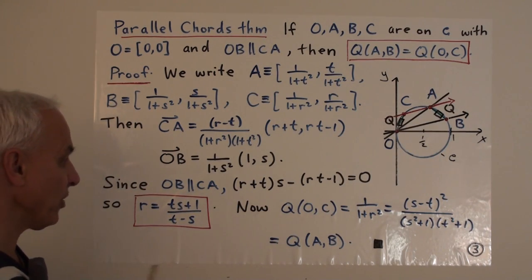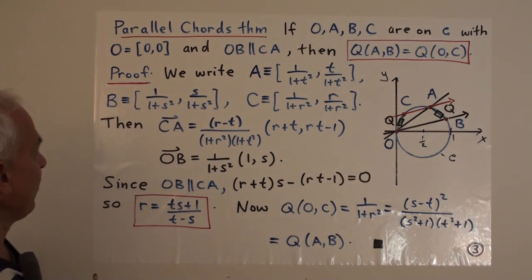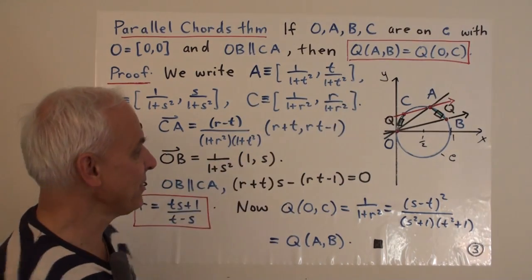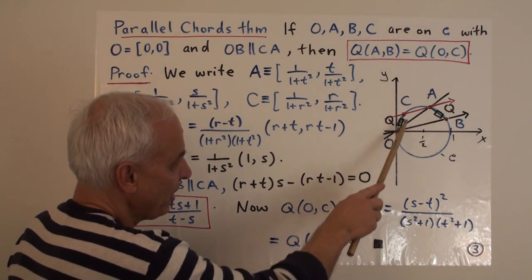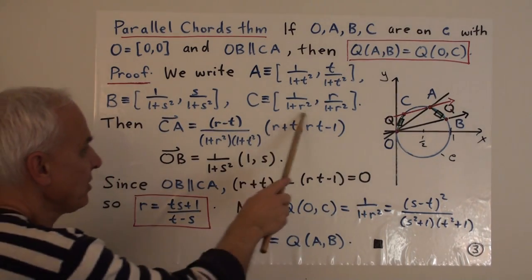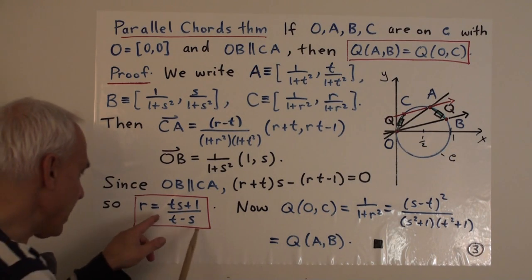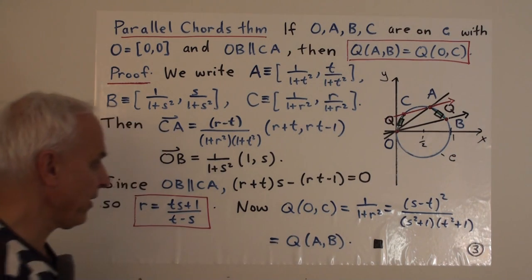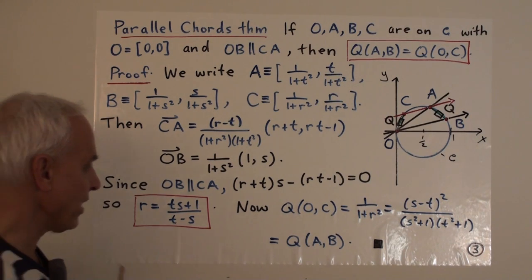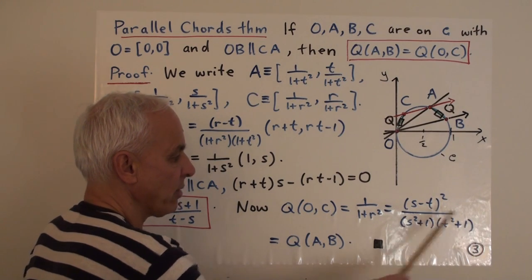All right, and now we can compute that the quadrance between O and C is, well, that's the kind of quadrance that we've just been talking about. Because O is the origin, the quadrance from here to here will just be the x-coordinate of C, which is 1 over 1 plus r squared. And then when you take this r and you plug it into here, and do a little bit of simplification, pleasantly you get (s minus t) squared over (s squared plus 1)(t squared plus 1).